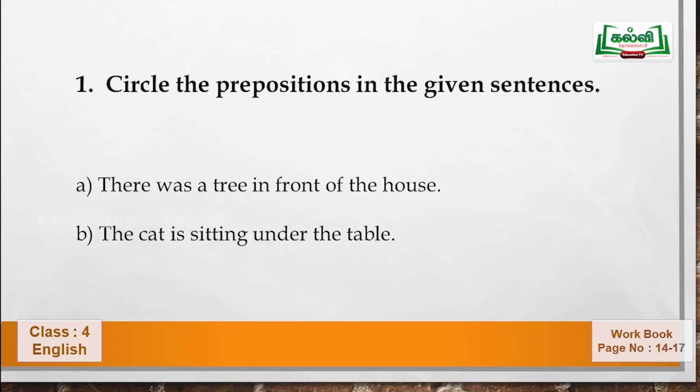So look at the first question. Now we are going to circle the prepositions in the given sentence. Look at the first sentence. There was a tree in front of the house. So children, we have learned so many prepositions with examples. So I hope you know what is the preposition in the given sentence. You have to circle the preposition now.